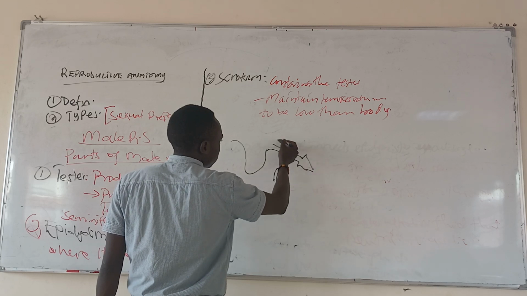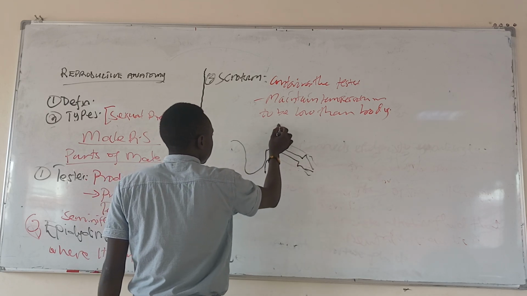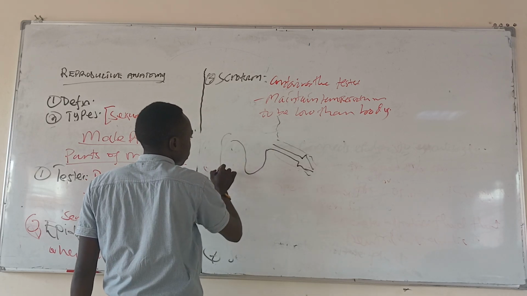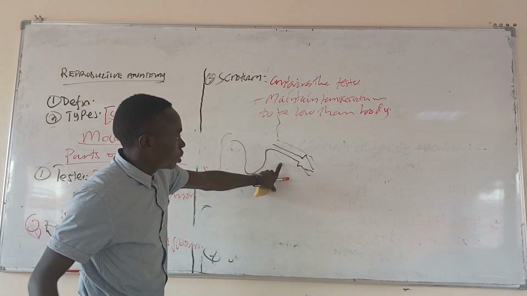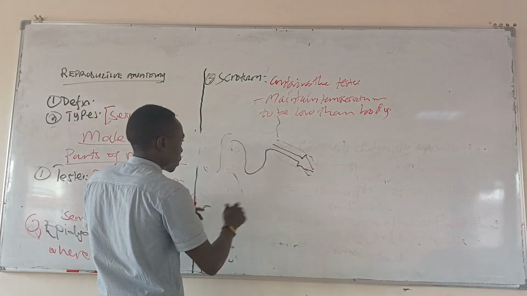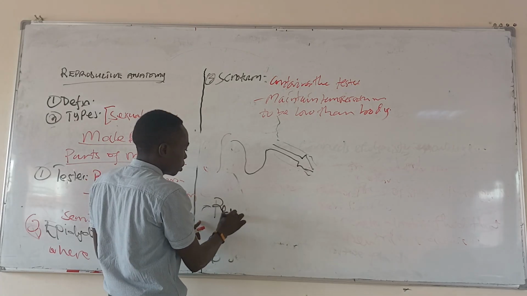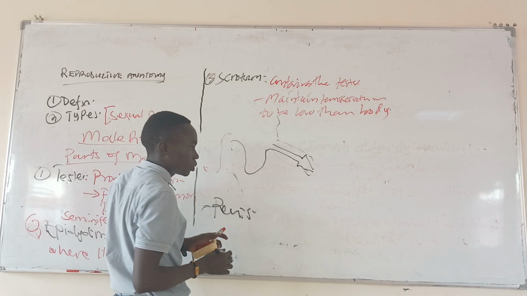This is how it is. There is that covering. Right. So this is how it looks. So we have talked and we have reached somewhere here. Now what are we left with? We are left with what we call the penis as a structure.